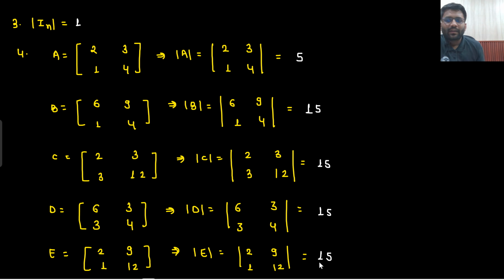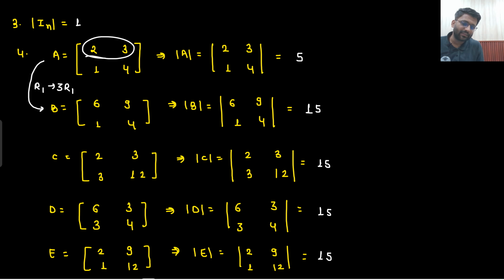Understandable? When we move from matrix A to matrix B, what is the change you can see? You can see that row 1 of matrix A is multiplied with 3. Nothing happened with row 2. Row 2 is as it is. Only the change is in row 1. Row 1 is multiplied with 3. And what really happened with the determinant value? That is also multiplied with 3.